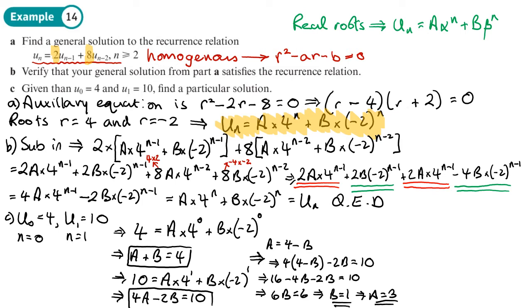I can now write the particular solution. Just replace these a and b with the numbers 3 and 1. So I'll get a particular solution of un equals 3 times 4 to the power n, and then it's just 1 for b, so plus negative 2 to the power n. So that completes our particular solution.